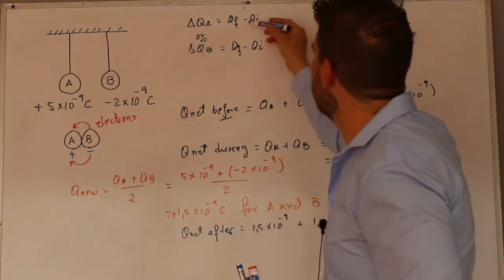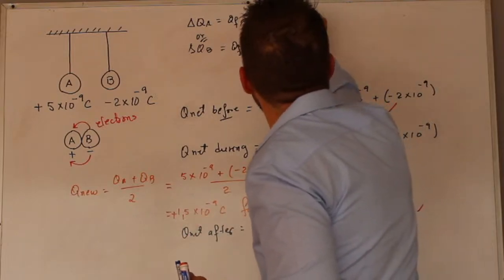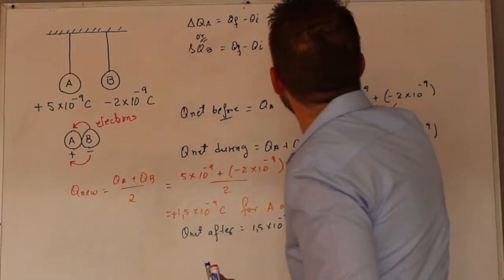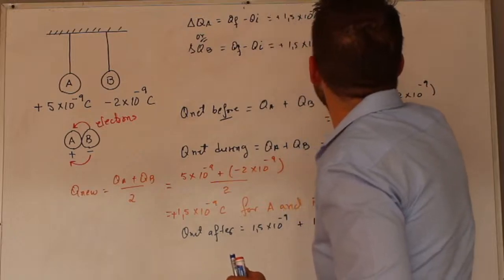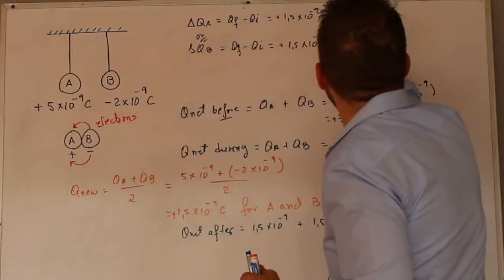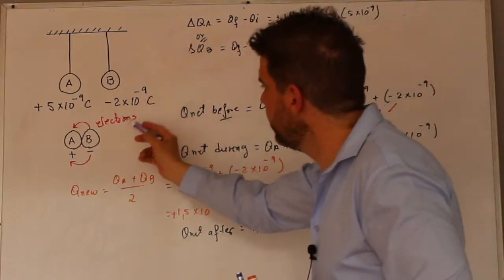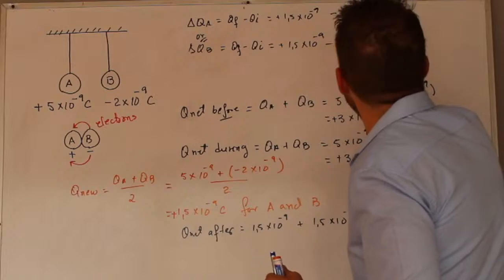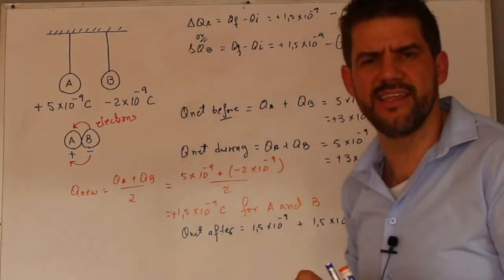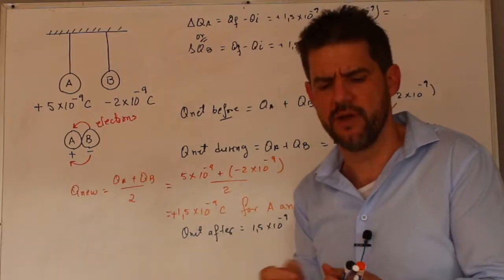All right, so the final for A is 1,5, and each of them is the same, positive 1,5 times 10 to the minus 9. The final for B is positive 1,5 times 10 to the minus 9. Minus the initial, A was positive 5 times 10 to the minus 9. The initial B was negative 2 times 10 to the minus 9. So we always have to calculate the change in charge if the question asks you to calculate the number of electrons that move during the process.